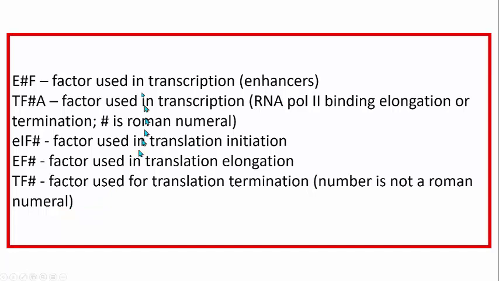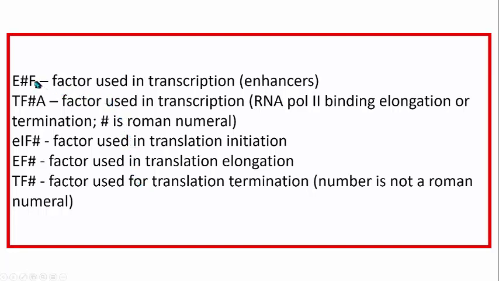And make sure that you understand this region. This is how to read the nomenclature. If it's a capital E followed by a number like E2F, those are transcription factors. If it's TF, then Roman numeral, then a letter, that's a factor in transcription. That's a transcription factor. If it's EIF with a number, that's an initiation factor for translation. If it's EF, then the 2 is after, that is an elongation factor for translation. And if it's TF with a number after, that is a termination factor for translation.